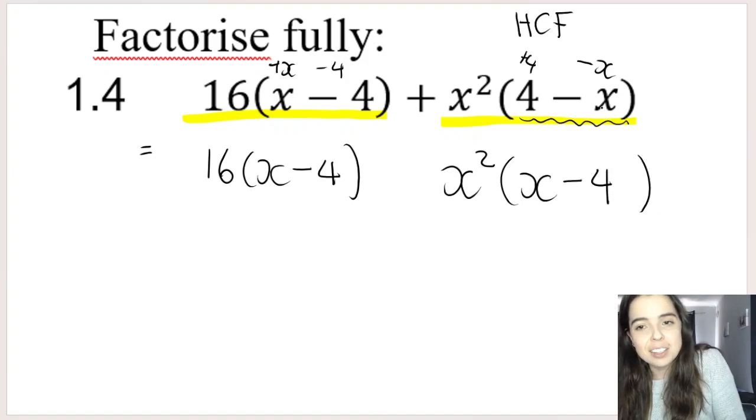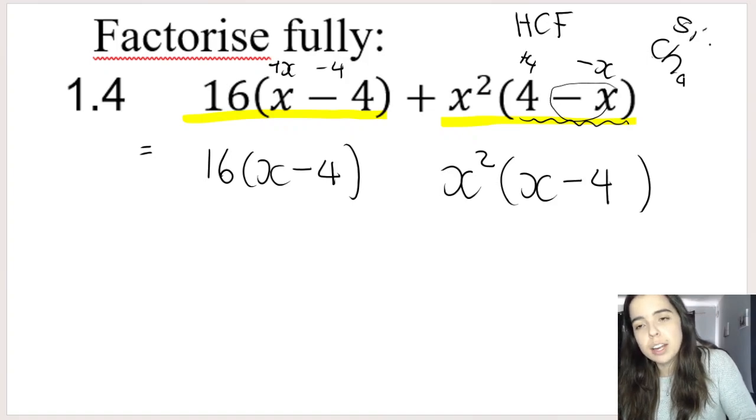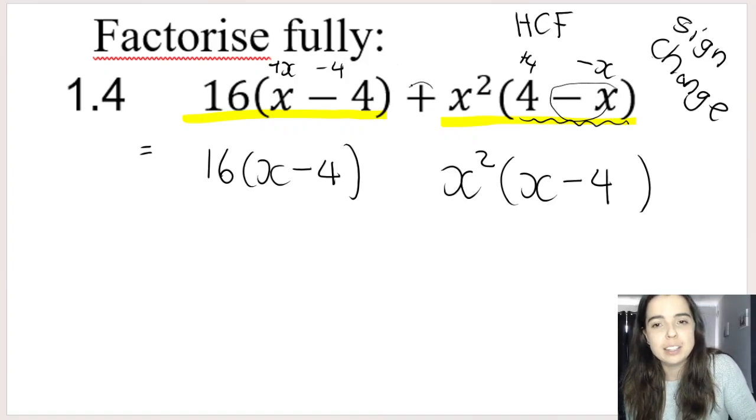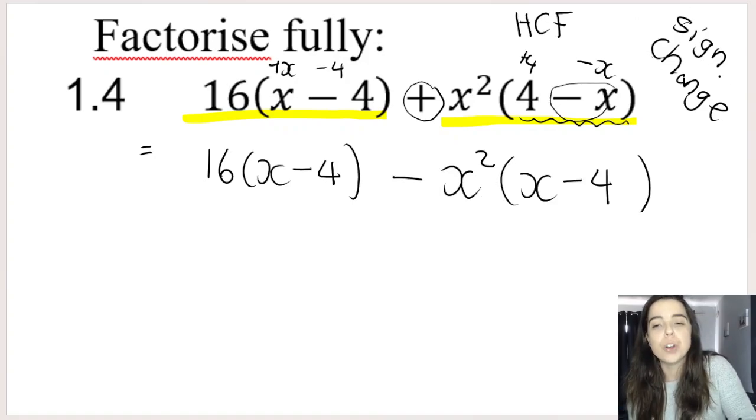What I've done is I've made the negative x become a positive x and the positive 4 become a negative 4. But when you change the sign like this, this is called a sign change. When you do a sign change, you have to pay a price. And the price that you pay is the sign outside the bracket. The sign directly outside that bracket that you changed needs to also change. So it was a positive, it needs to be a negative. So you have to do a sign change first.